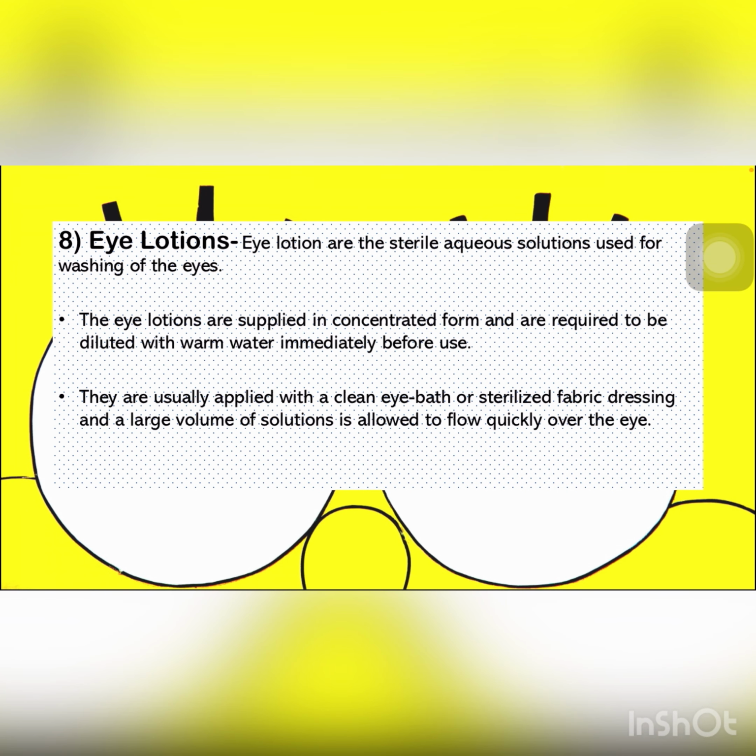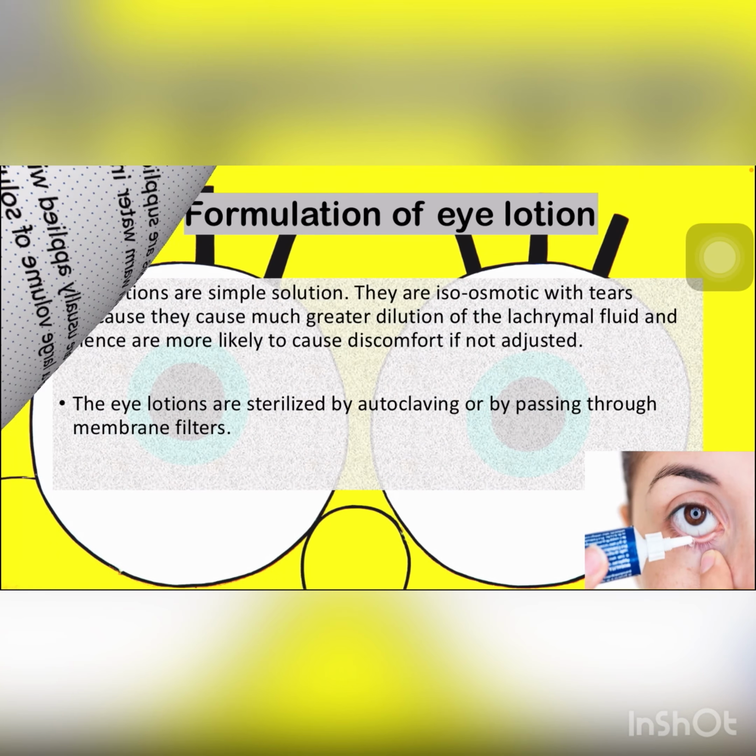Eye lotions are sterile aqueous solutions used for washing of the eyes. The eye lotions are supplied in concentrated form and are required to be diluted with warm water immediately before use. They are usually applied with a clean eye bath or sterilized fabric dressing, and a large volume of solution is allowed to flow quickly over the eye.